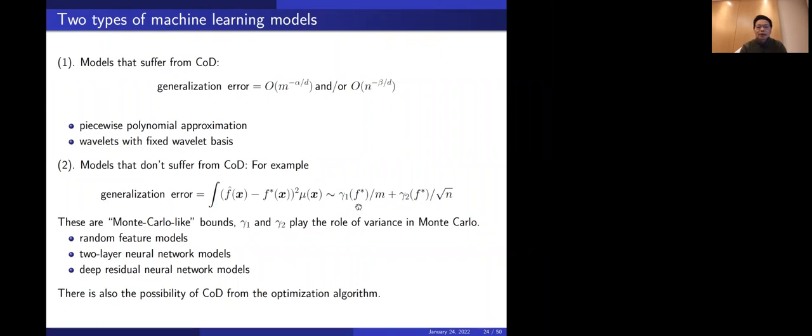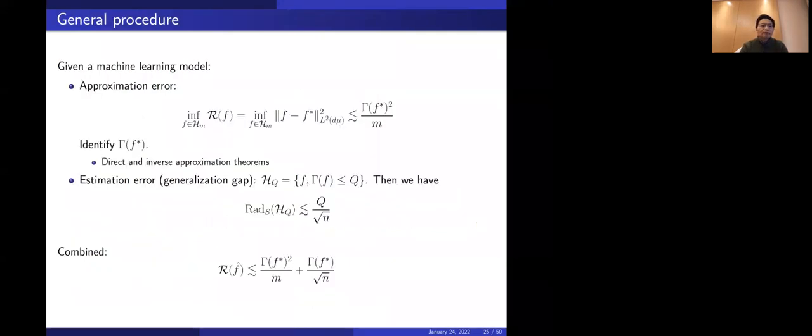This would match the Monte Carlo rate. And we expect the modern machine learning models, particularly deep learning models, to fall into this category. The question is, is that true? Of course, we didn't consider optimization error, so we're going to briefly mention that at the end. The general procedure would be to control the optimization error and the estimation error, and to see whether these kinds of error control are possible.